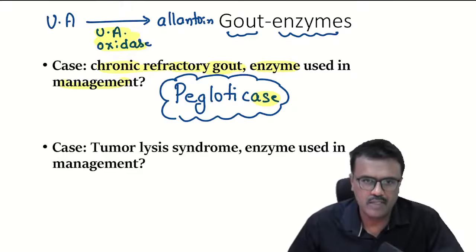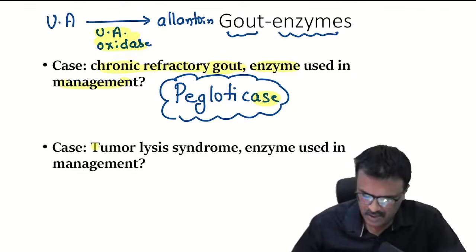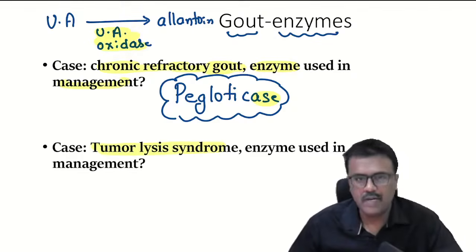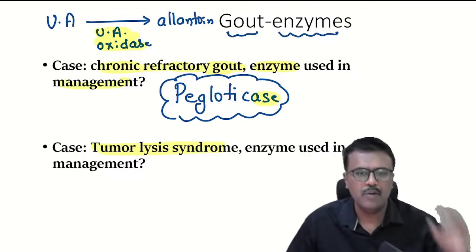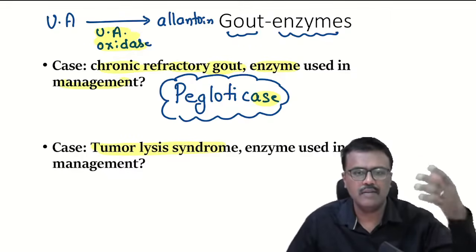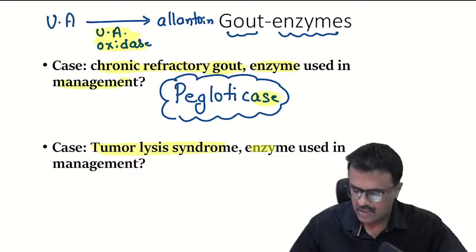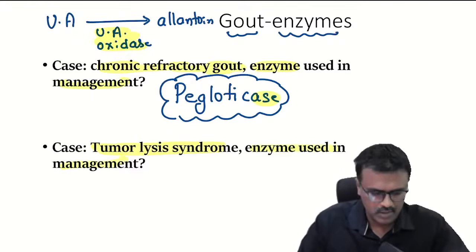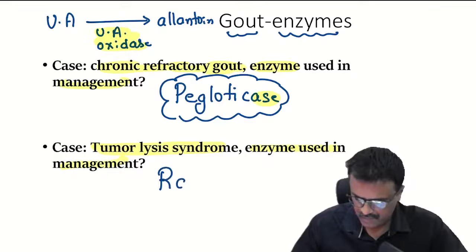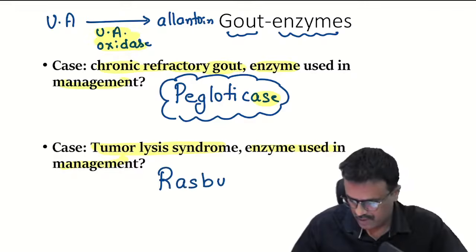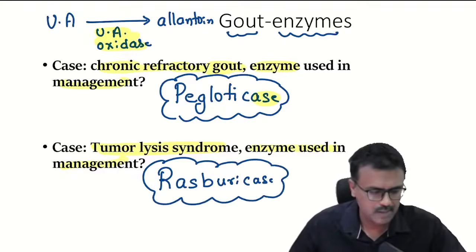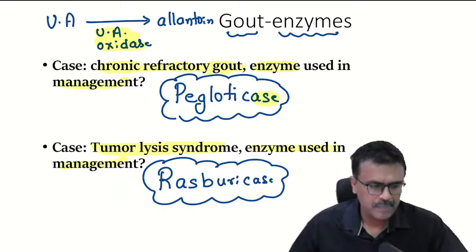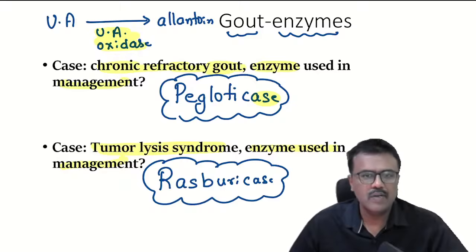Streptokinase, urokinase, pegloticase. Tumor lysis syndrome. What happens in tumor lysis syndrome? There is death of so many cancer cells. Purine is released, xanthine, then uric acid. So what is the enzyme used for that? The name is called rasburicase. That is about gout.